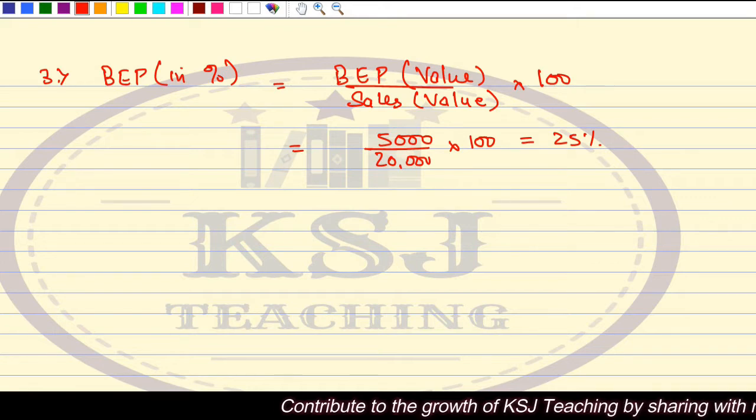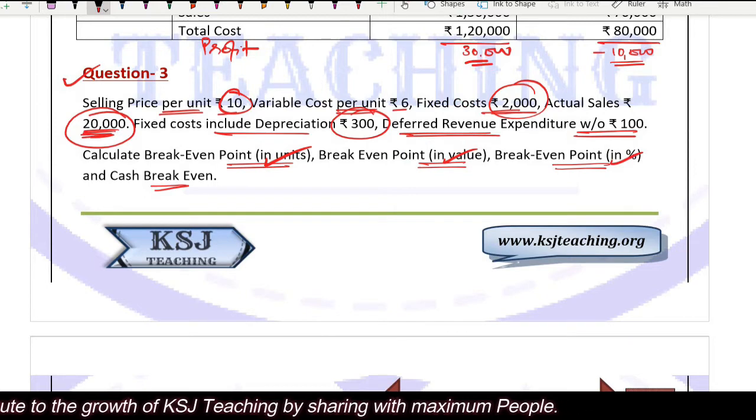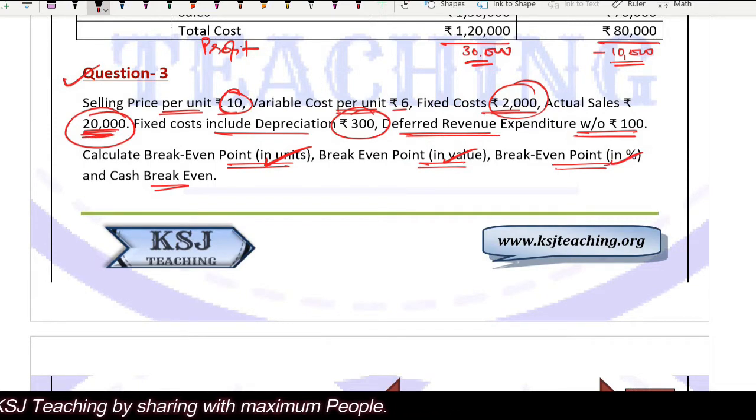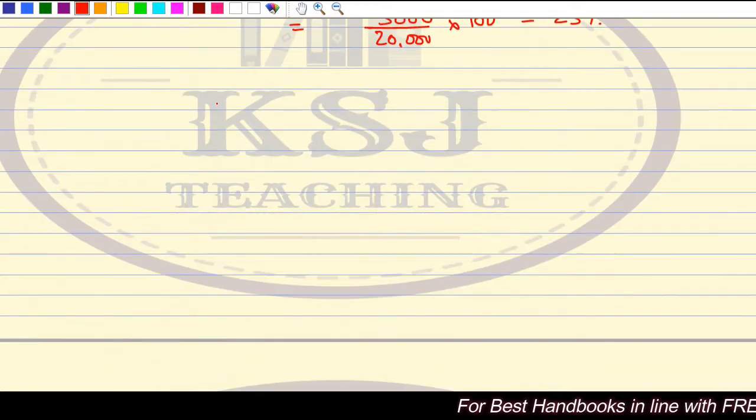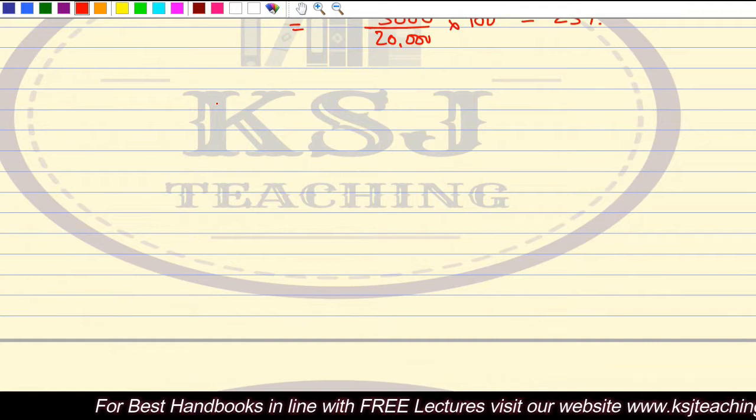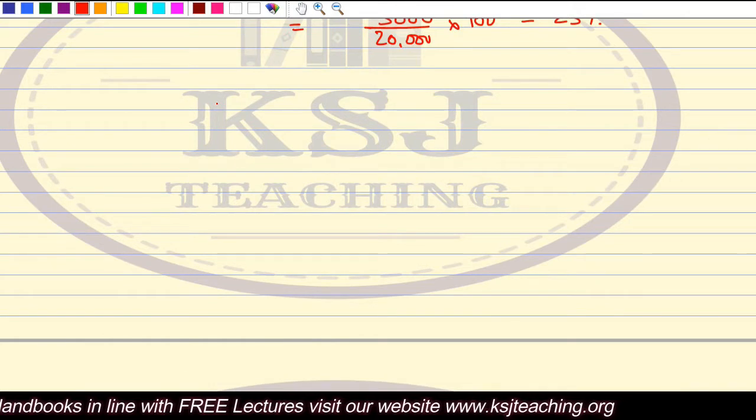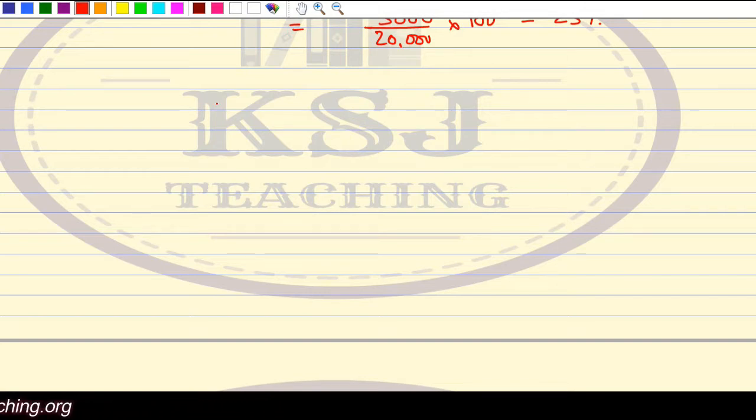Now, what is the next requirement of the question? We have done by units, we have calculated by value, we have calculated in percentage. The next requirement is to calculate the cash break-even point, right? Now here they have not clarified whether you have to calculate the cash break-even point in units or in value. So you calculate it both ways. We'll calculate it both ways.